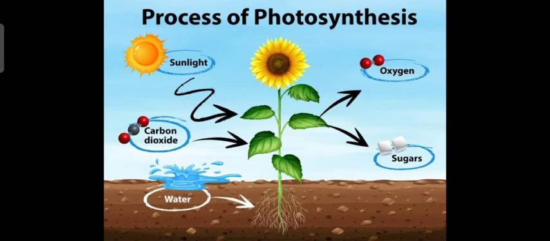Plants prepare their food for their growth and other functions. They produce extra food also, and the extra food is stored in various parts of a plant like root, stem, leaves, fruits, etc.